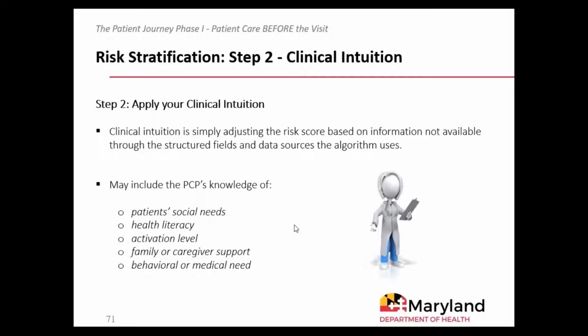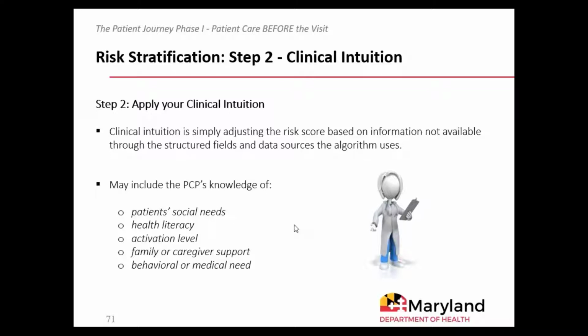So here we have step 2 of risk stratification. We already just talked about step 1, which is using an algorithm. The second step in risk stratification is to apply your clinical intuition. We want to apply our clinical intuition because, as you know, sometimes there can be errors in data, or sometimes the algorithm doesn't see the full clinical picture.